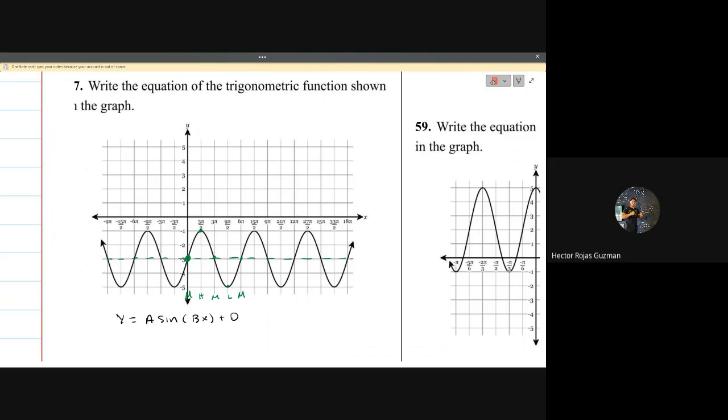For my first step, I was already able to figure out my midline. Oh, sorry, ladies and gentlemen. I have to go answer a phone call.